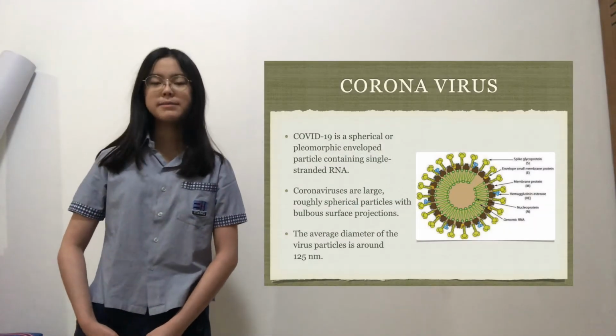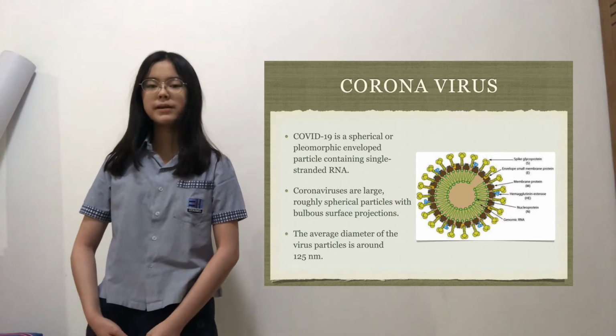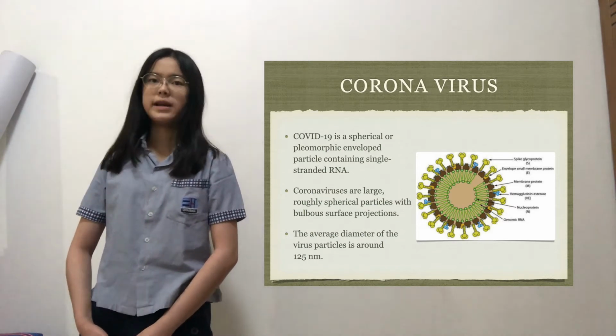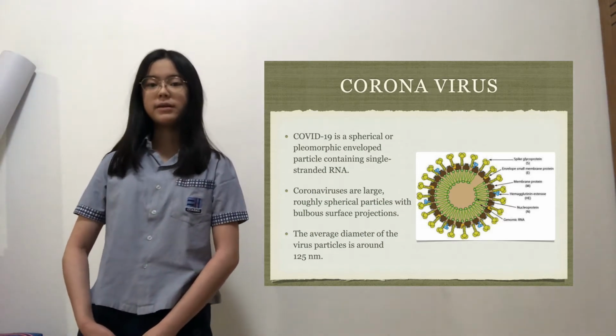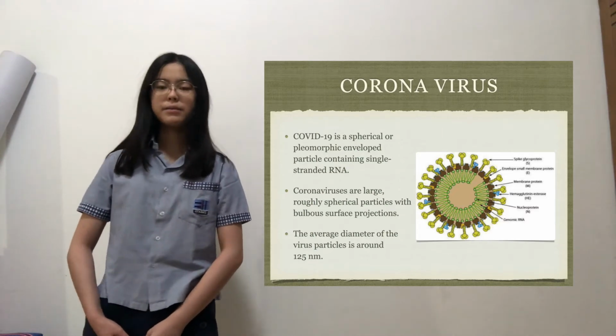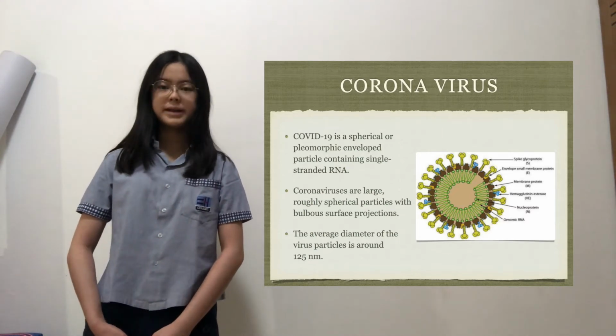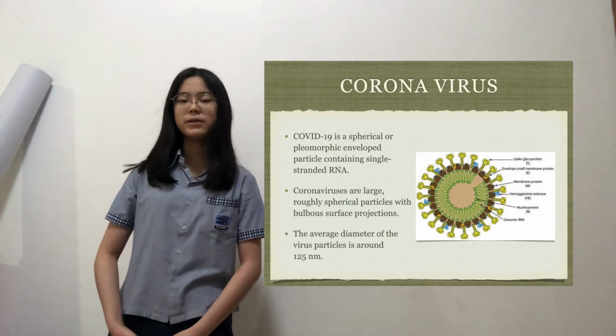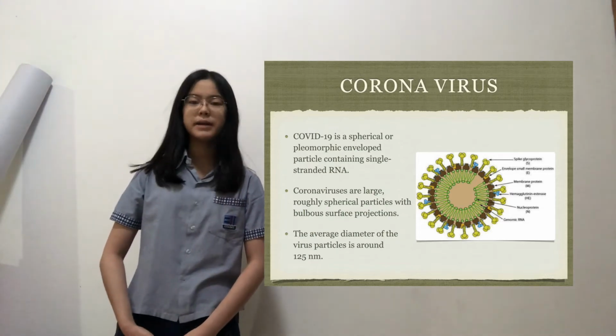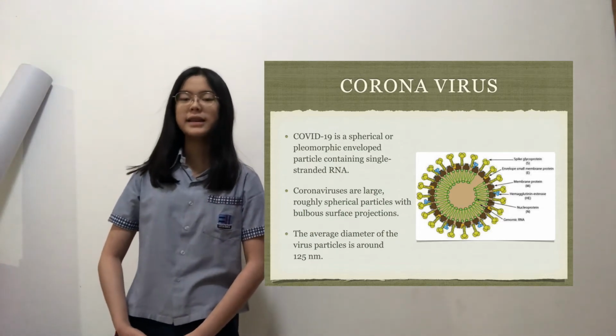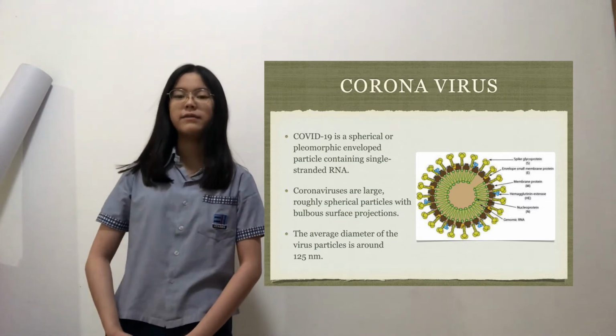COVID-19, also known as the 2019 coronavirus, is a spherical or pleomorphic enveloped particle containing single-stranded RNA. The average diameter of these virus particles is around 125 nanometers. They belong in the order of Nidovirales, the family of Coronaviridae, and the subfamily of Orthocoronavirinae.